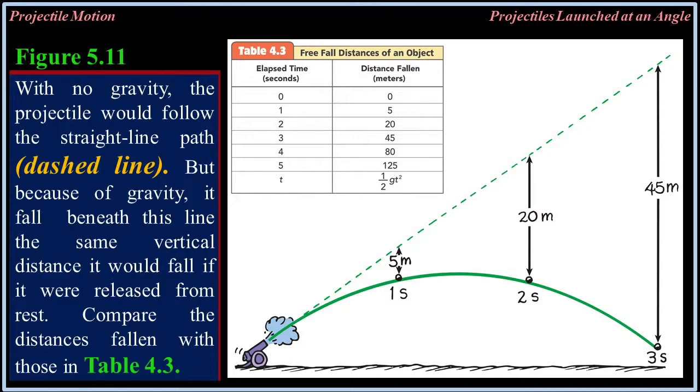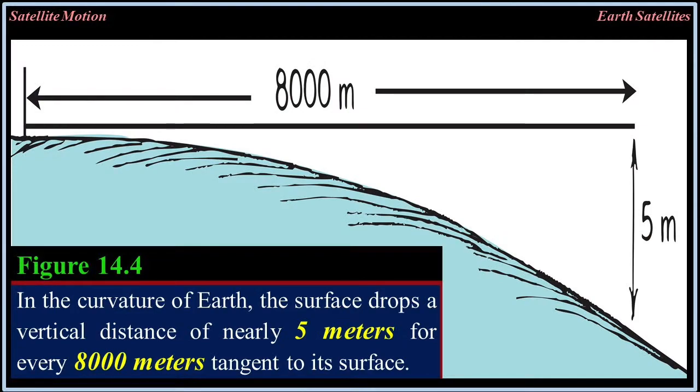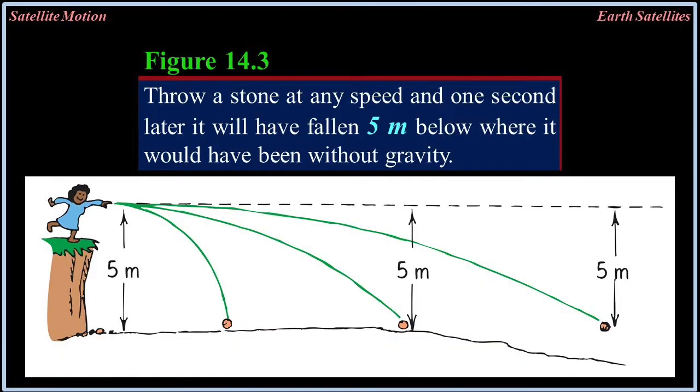A geometric fact about the curvature of our Earth is that its surface drops a vertical distance of nearly 5 meters for every 8,000 meters tangent to its surface, as shown in Figure 14.4. Figure 14.3: throw a stone at any speed, and 1 second later, it will have fallen 5 meters below where it would have been without gravity. Study the figure carefully.